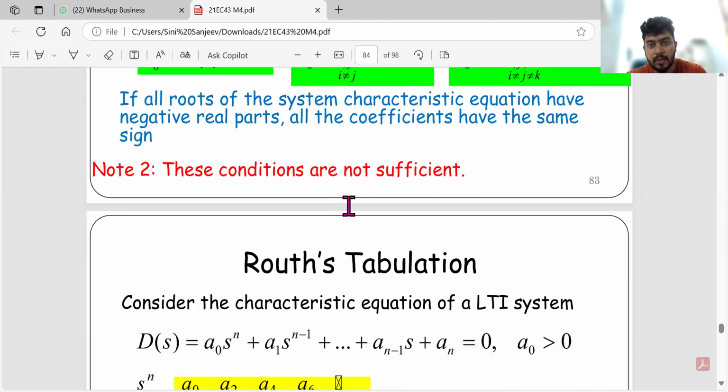So that's it, guys. These are the important things. And in one more session, I'll be explaining the top part, that is the derivation part.